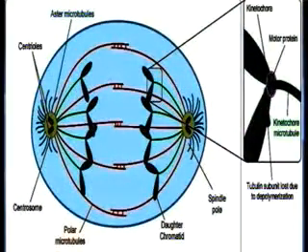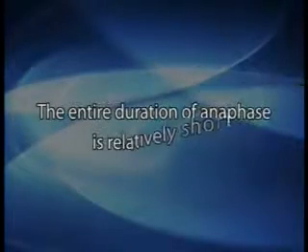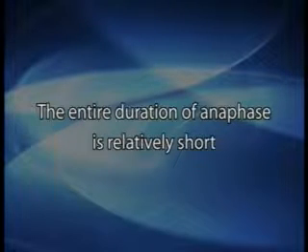In the first phase, called anaphase A, chromosomes move poleward away from the metaphase plate with the retraction of the microtubules. This movement occurs at approximately 2 micrometers per minute. In the second phase, or anaphase B, the mitotic poles, marked by the centrosomes, themselves separate by the elongation of a specific type of non-kinetochore microtubule called a polar microtubule. The entire duration of anaphase is relatively short, usually lasting only a few minutes.